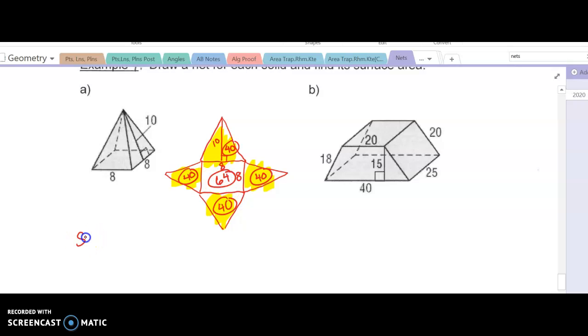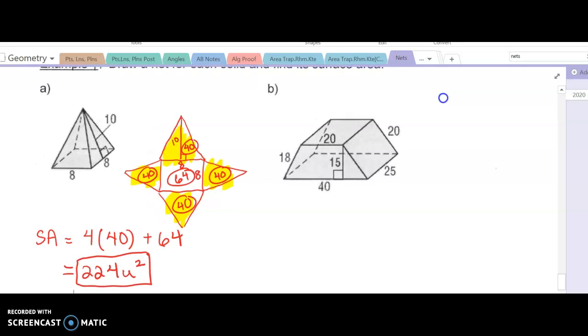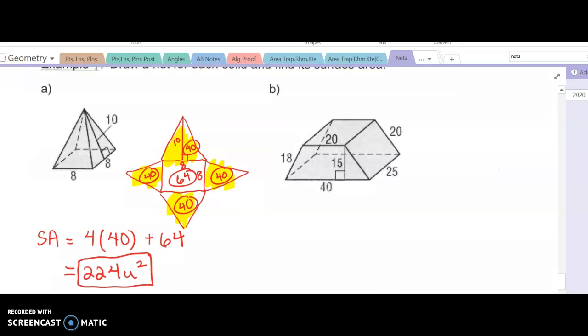So to find the total surface area, you'll see in your book, they're going to do sometimes a big T to represent the total surface area. I like to just call it surface area. But we're going to do 4 times 40 plus 64. So that's going to give us 224 units squared. Okay, so let's make B here you try. Try and draw your net and find the area, and then pause the video and check back.